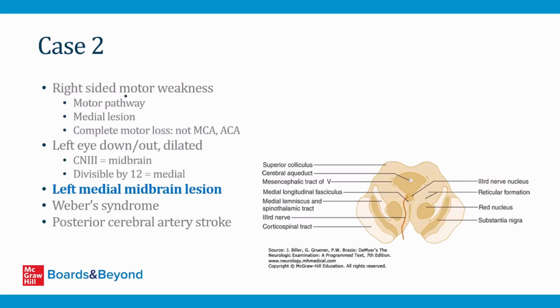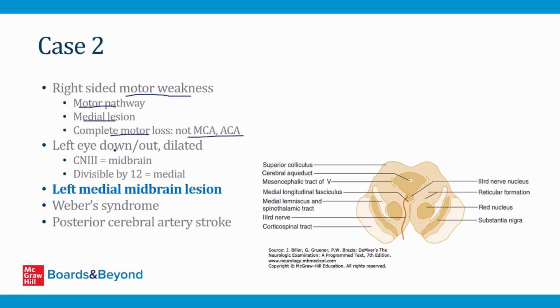This man has right-sided motor weakness. Motor weakness starts with an M. It's part of the motor pathway, so this means it's a medial lesion. Also notice that I described dense or complete motor loss. So this means that this is not a cortical stroke. It's in the brainstem. It's not a stroke of the MCA or ACA affecting the cortex.